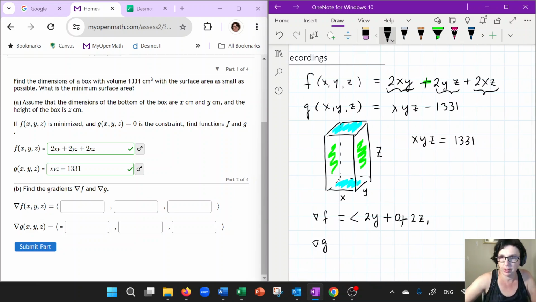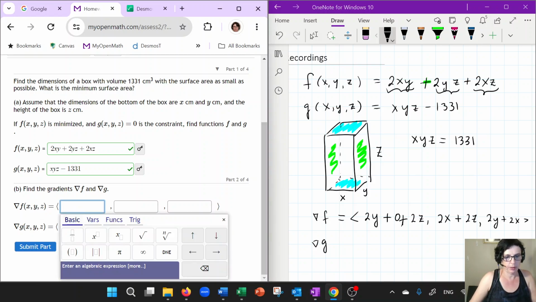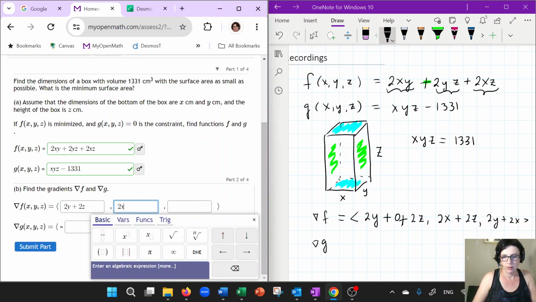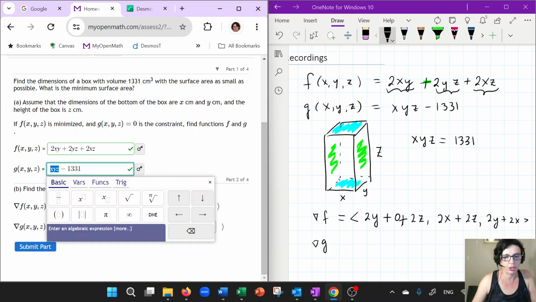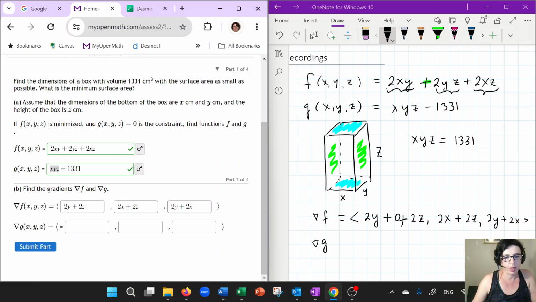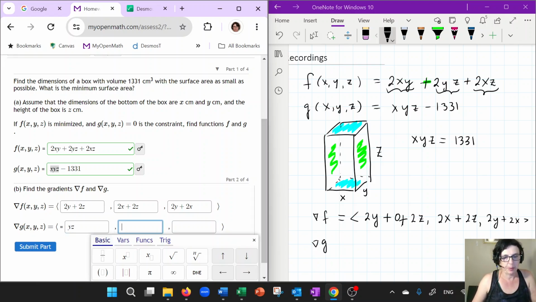Similarly, for the y derivative, we wind up with 2x plus 2z, and 2xz will disappear. And finally, for the z derivative, 2xy will disappear, and we get 2y plus 2x. That's what I will type in here. For g, this is going to be very easy because it has just one term. With respect to x, that's yz. With respect to y, that's xz. Notice there is an extra equal sign I need to delete. And with respect to z, that's xy. All right, so we did that.